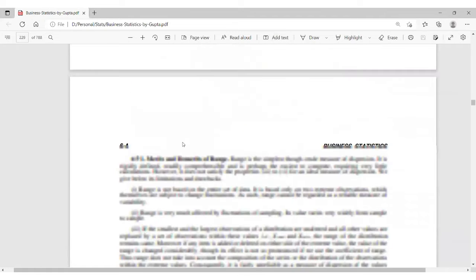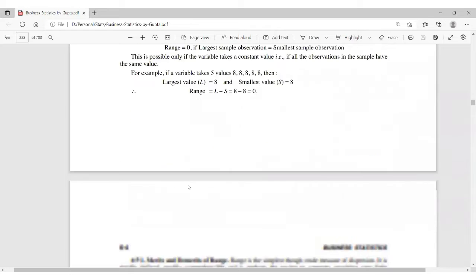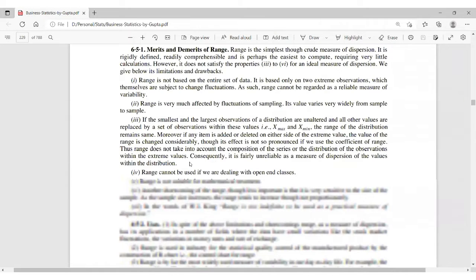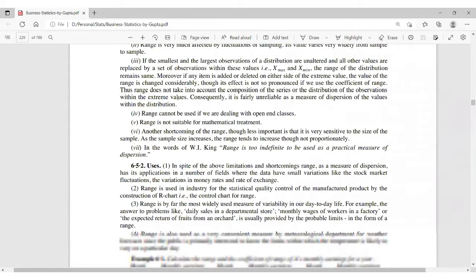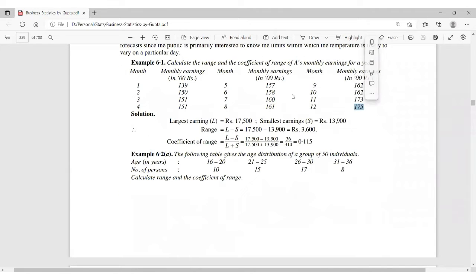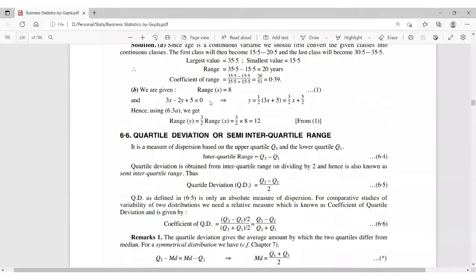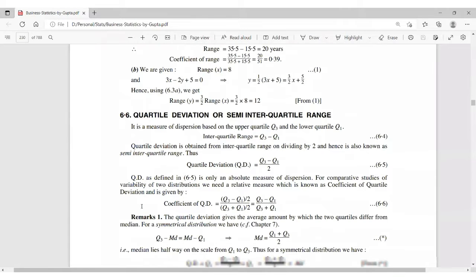For example, this is the data with 5 values. The maximum value is 175 and the minimum is 139. So range is maximum minus minimum, and the coefficient of range is maximum minus minimum divided by maximum plus minimum.